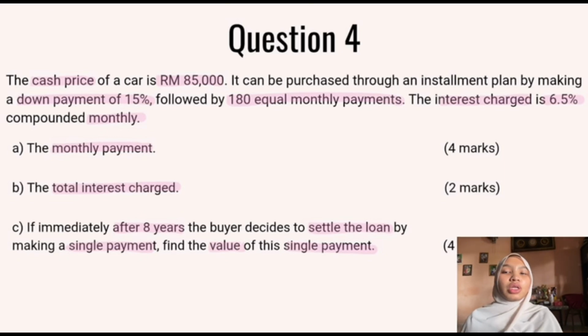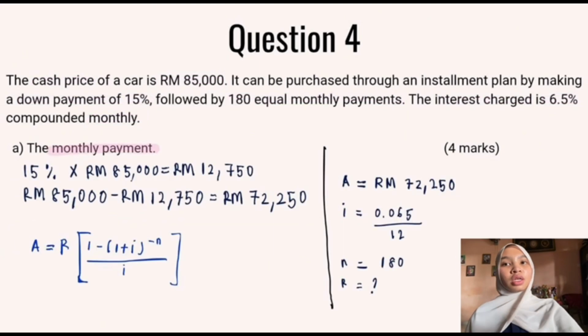A. We need to calculate the monthly payment. B. The total interest charge. And C. If immediately after 8 years, the buyer decides to settle the loan by making a single payment, find the value of this single payment. So question A asks us to find the monthly payment.